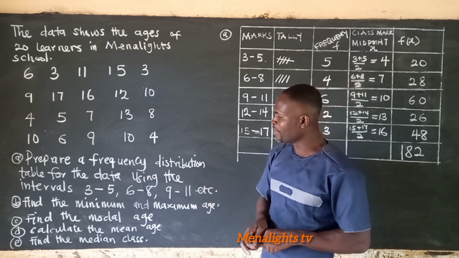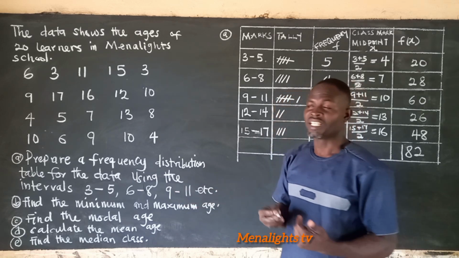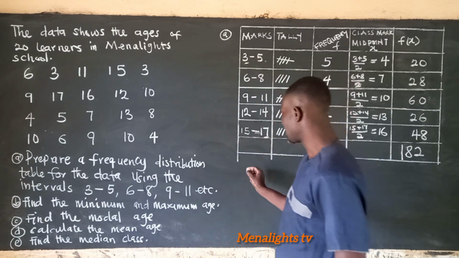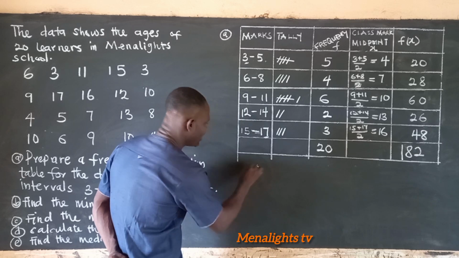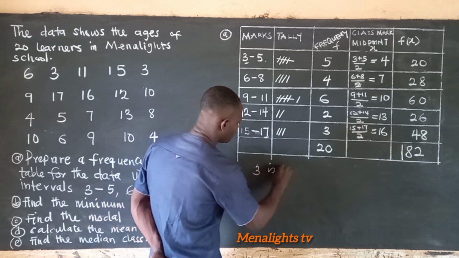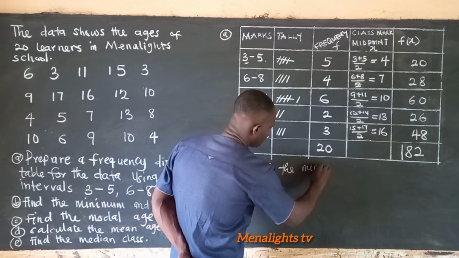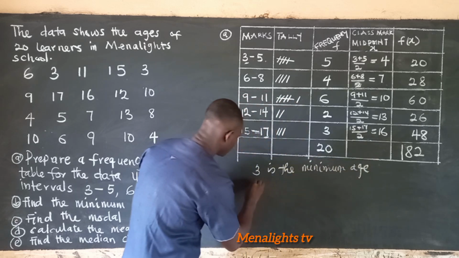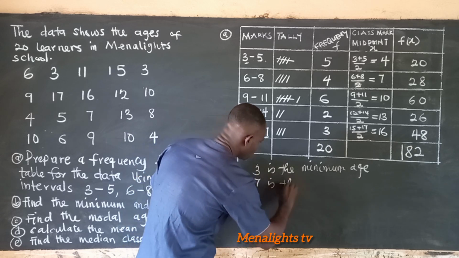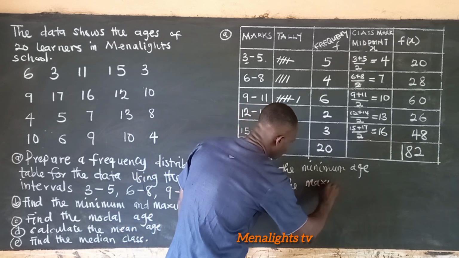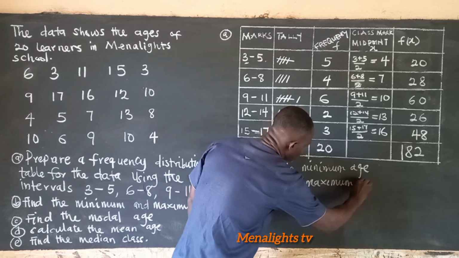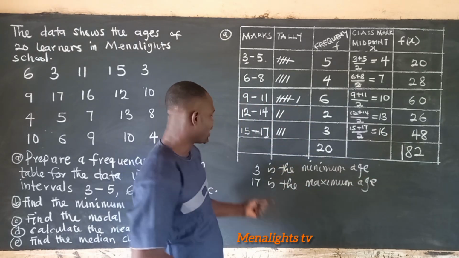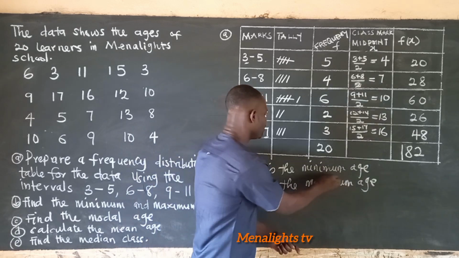Then you have to find the minimum and then the maximum age. The minimum age here is 3, and then the maximum age is what? 17. So here 3 is the minimum age, and then 17 is the maximum age.